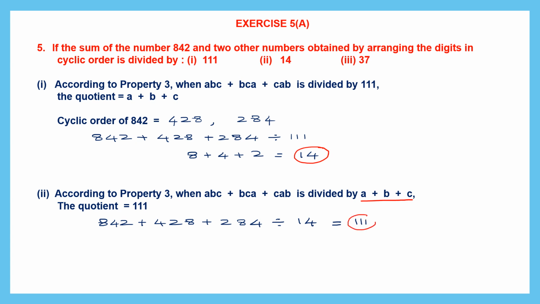So in this case also, we don't have to actually do the addition and the division. We just have to follow this property. So our answer here is the quotient is 111. So here it says if the sum of this number and two other numbers obtained by arranging the digits in cyclic order is divided by 111, we found the quotient is 14. When it is divided by 14, we found out that the quotient is 111. Now we have to see what happens when we divide it by 37.